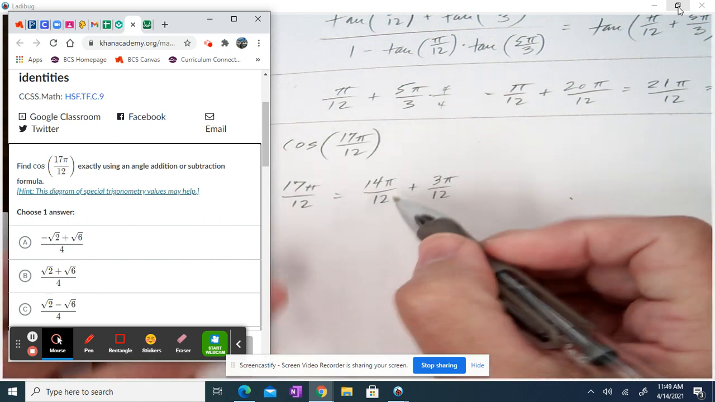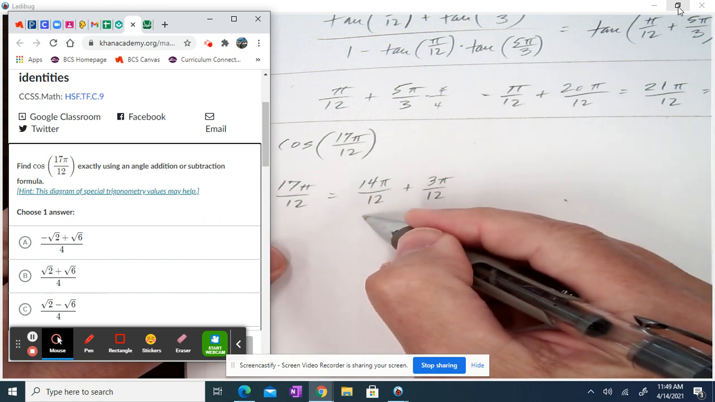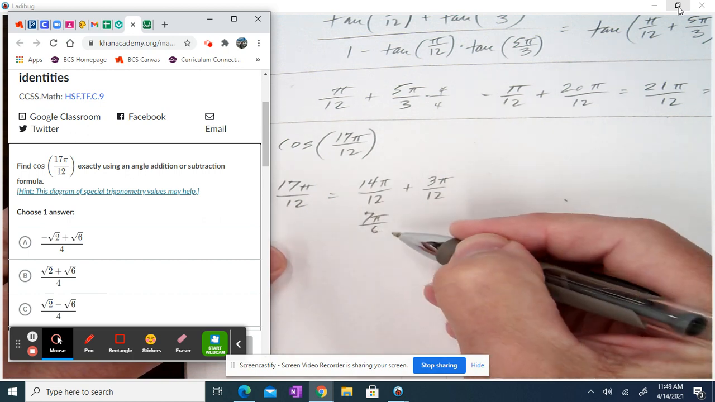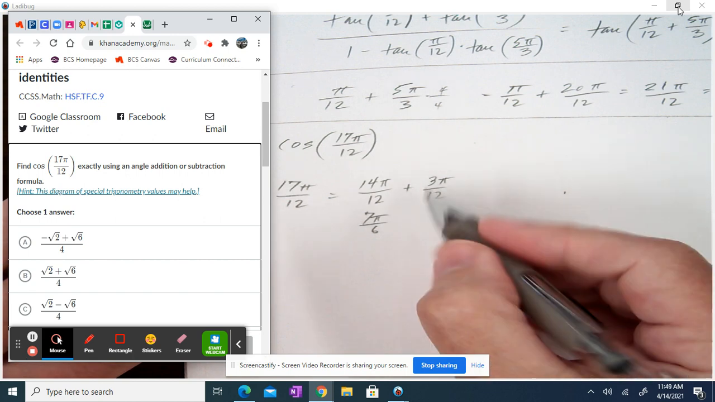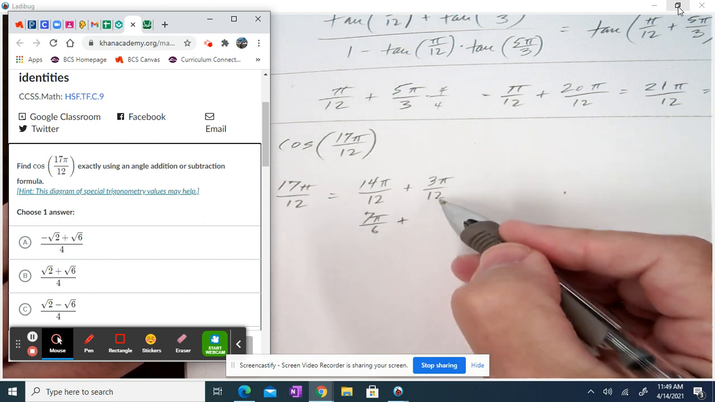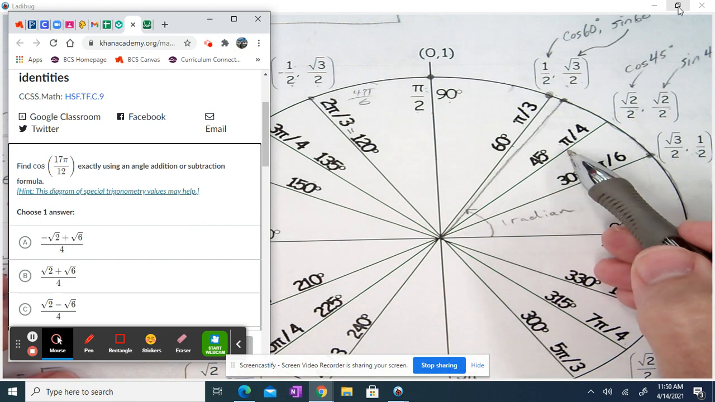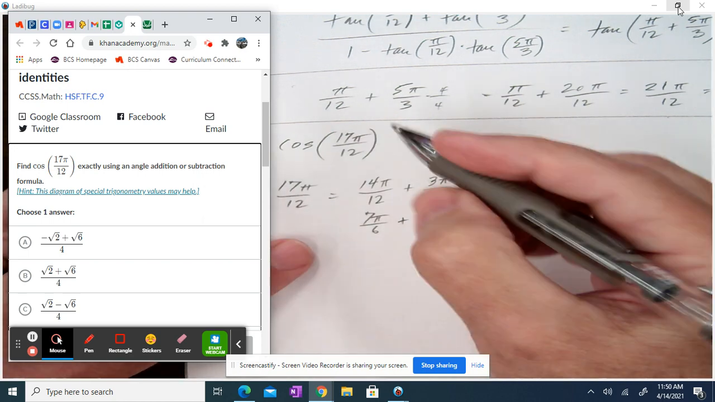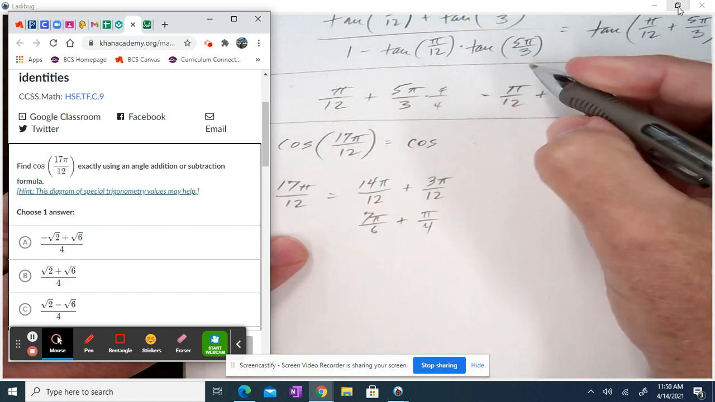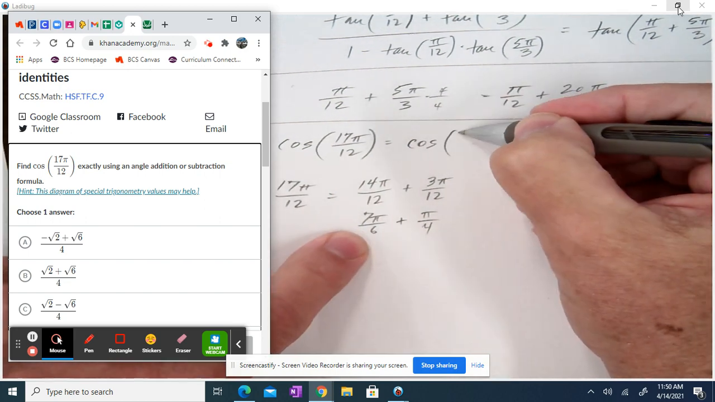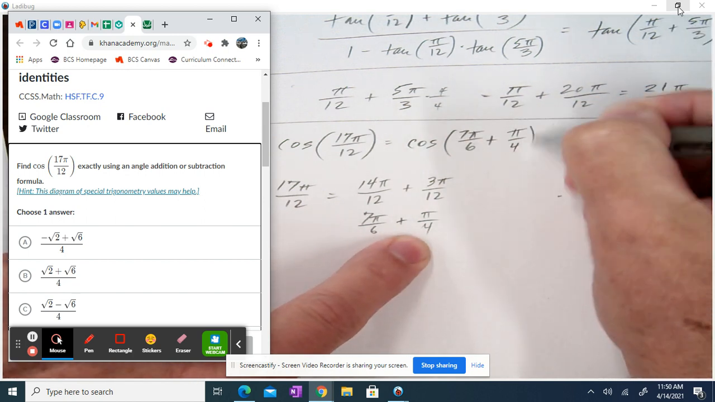All right, now what do these reduce to? Well, 14 pi over 12 reduces to what? 7 pi over 6. All right, I got that. That's right here. And this reduces to pi over 4, right? And I got that. That's right here. All right, so I'm good. I figured it out. So this is going to be the cosine of 7 pi over 6 plus pi over 4. Okay.